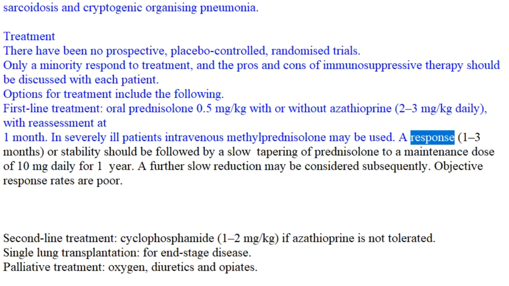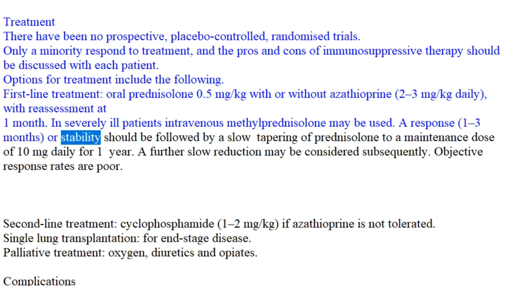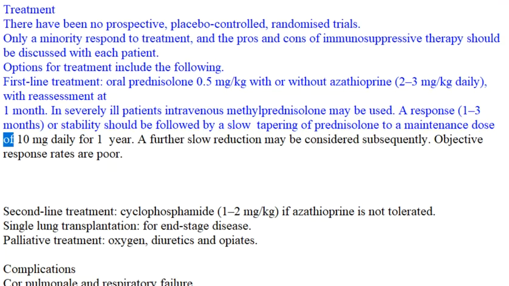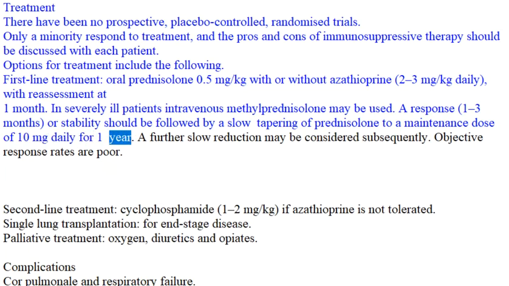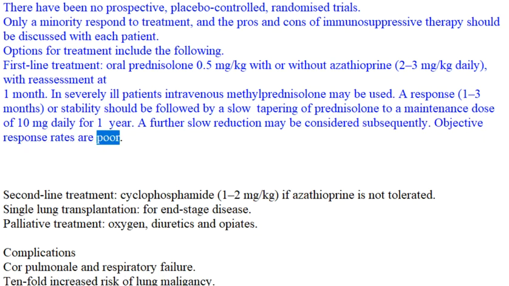A response, 1-3 months, or stability should be followed by a slow tapering of prednisolone to a maintenance dose of 10 mg daily for 1 year. A further slow reduction may be considered subsequently. Objective response rates are poor.